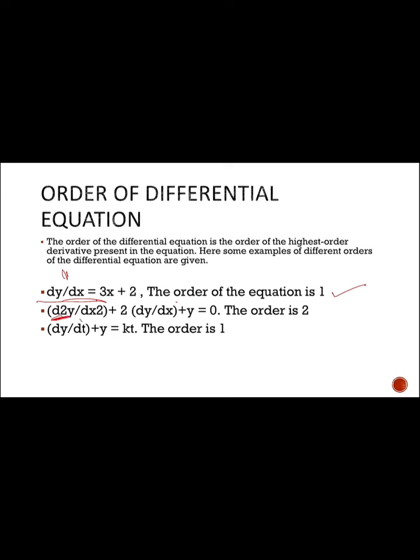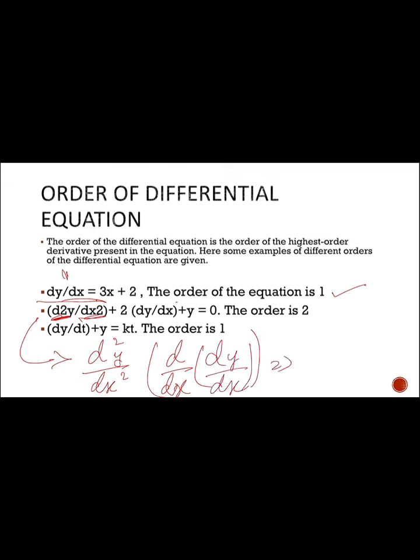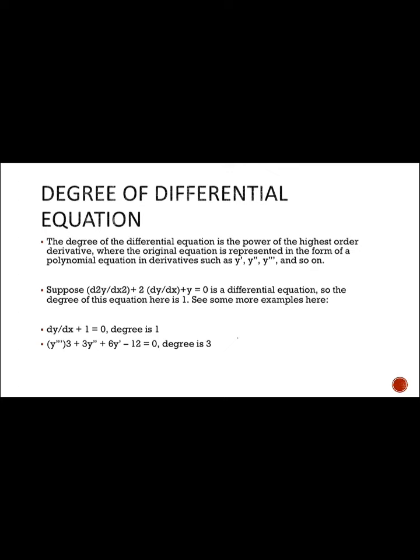Here, this is a format typing error. d square y over dx square means the derivative was taken twice. Once the derivative was taken of another derivative. That's why you ended up with this form. It was taken twice. That's why the order is 2. Here again, the highest order of the derivative is 1. And I think we are done for this. Enough time done.